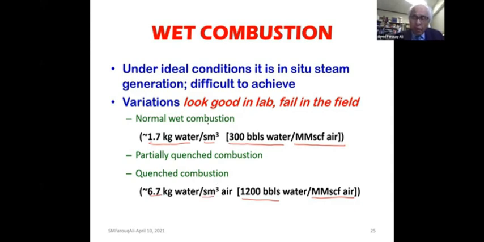Well, in the normal wet combustion, which is about 300 barrels, we are hoping, if there is no severe segregation, and this is a reasonable number, that this amount of water will actually pick up the heat in the air zone, which is the hot zone with a lot of heat in it, and change into steam, and then push the oil further.